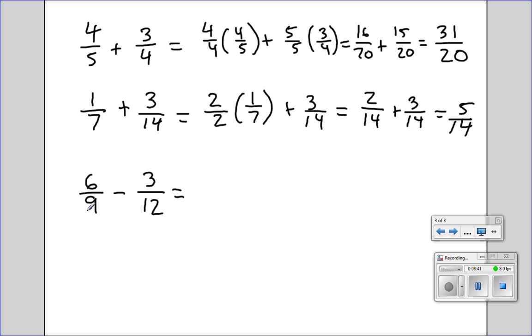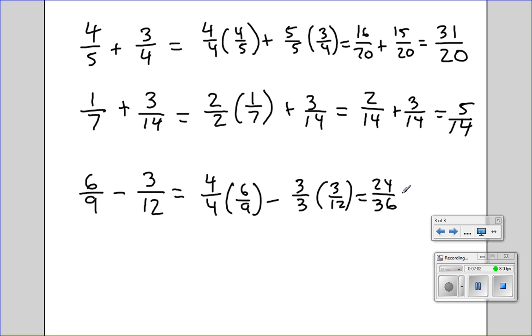And finally, for our last problem, 9 and 12. 9 and 12 both go into 36 evenly. So I need to multiply this side by 4. So 4 over 4 times 6 over 9, and then 12 times 3 will give me 36. So this equals 4 times 6 is 24. 4 times 9 is 36, minus 3 times 3 is 9, over 36, which finishes out as 15 over 36.